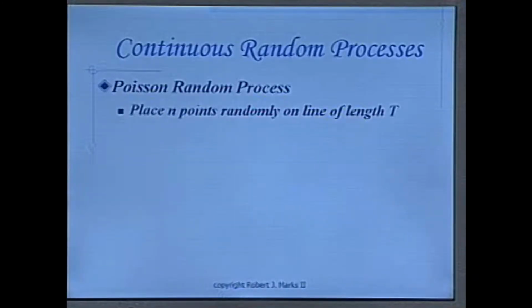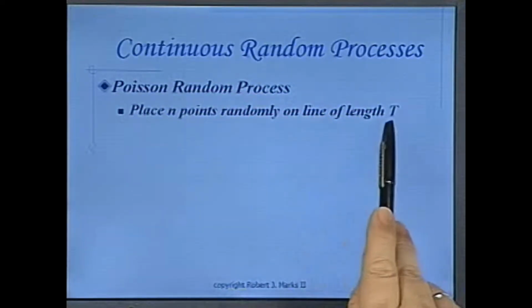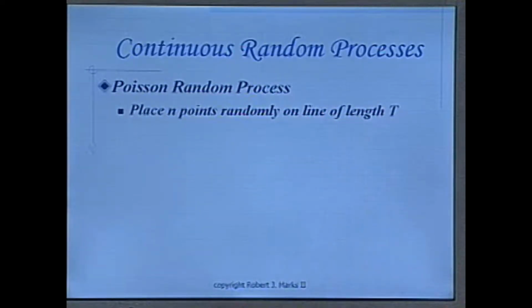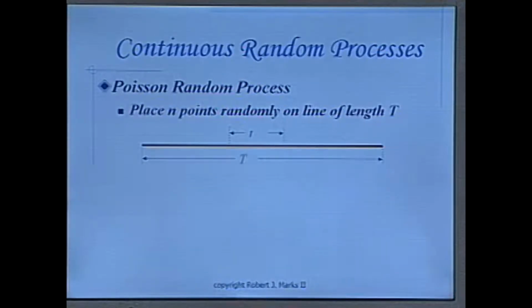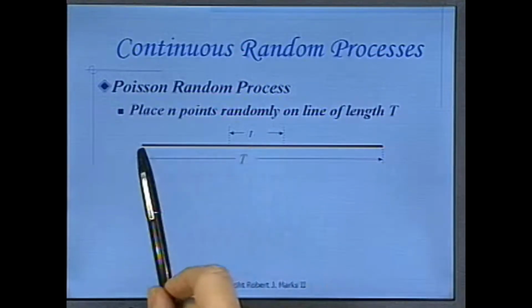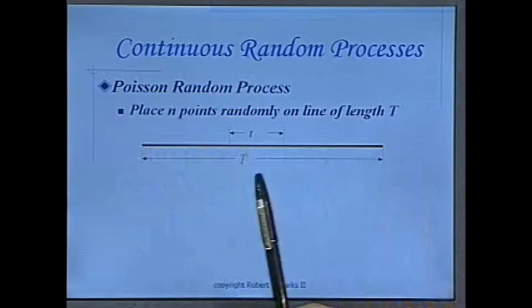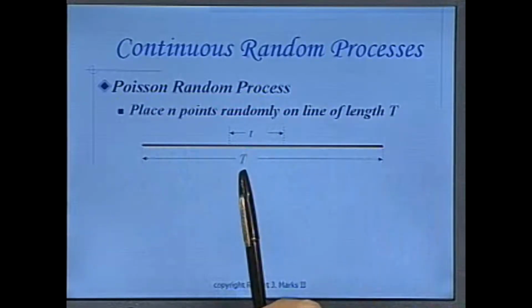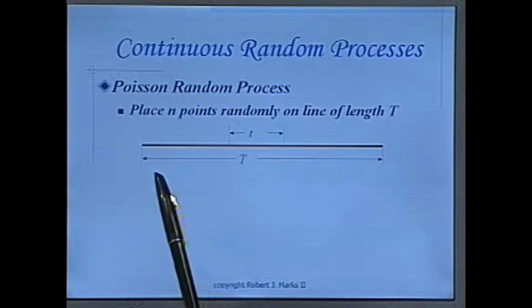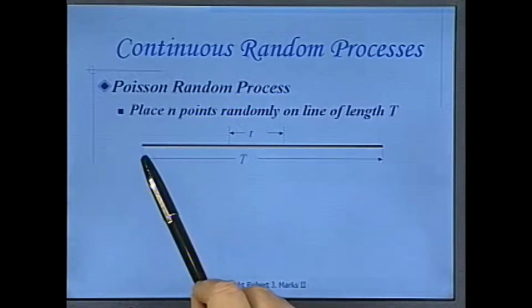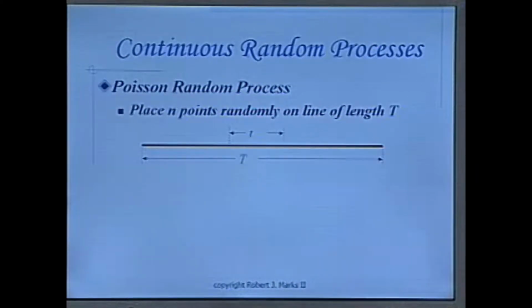Here's how we're going to derive and think about the Poisson random process. We're going to take an interval of length T, and we can think of this as a time interval. This is just a line segment, an interval of length T. And we're going to place n random points on this line. How do we do that? Well, we take a random number generator that's uniform on the interval from 0 to T, and we generate n IID random variables and see where those points lie on that line.